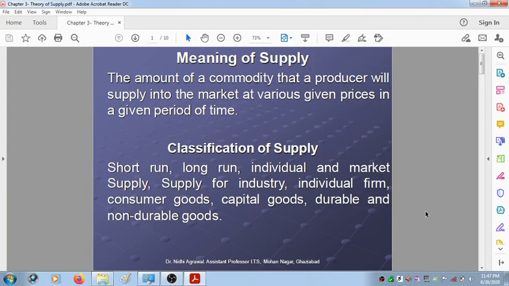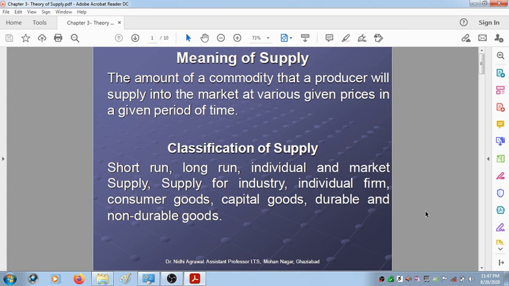Dear students, in today's lecture we have to start theory of supply. So first of all, let's have a basic understanding about what is supply. As you better know, the total output is being produced by the producer. So the producer has to decide how much quantity he has to supply into the market and how much he has to keep in his warehouse, right? So basically, supply is that part of total output that the producer is ready to supply into the market for the purpose of sale, that is supply.